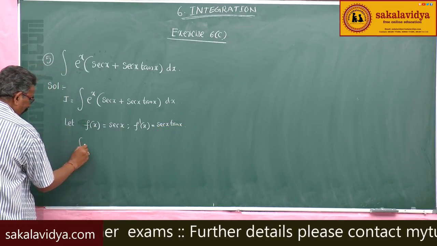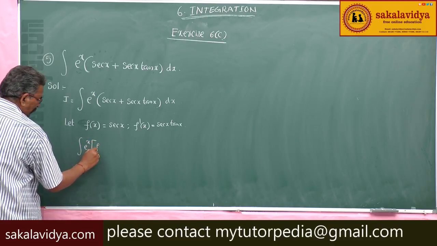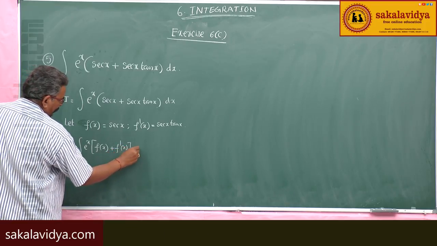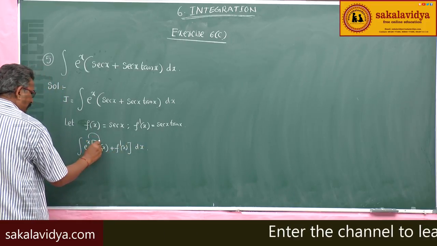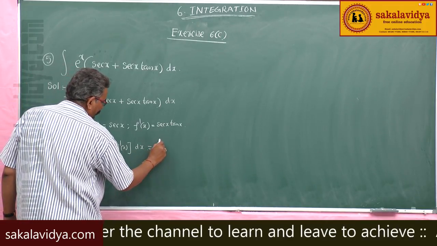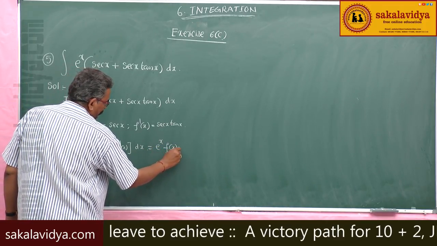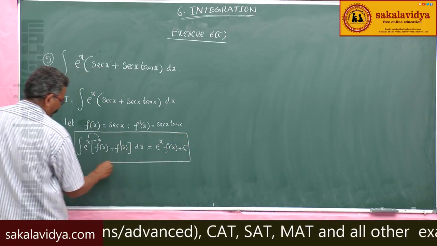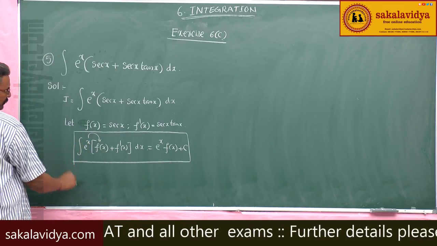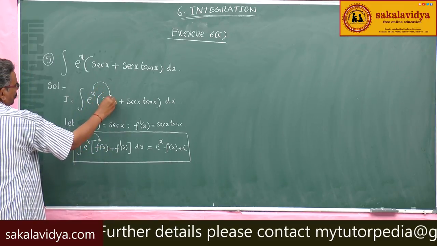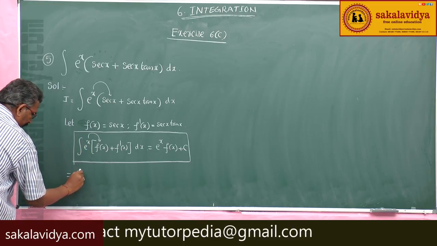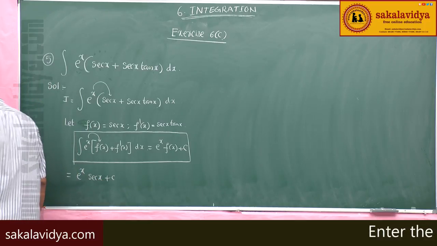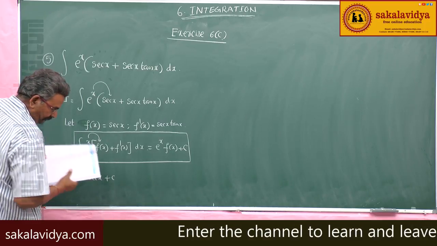Now integral e power x into f of x plus f dash x dx is e power x into f of x plus constant of integration. So now using this formula, this is equal to e power x into secant x plus constant of integration. Let us move to the next problem.